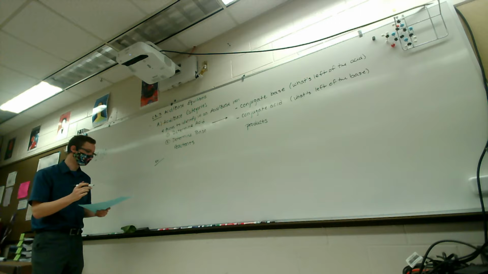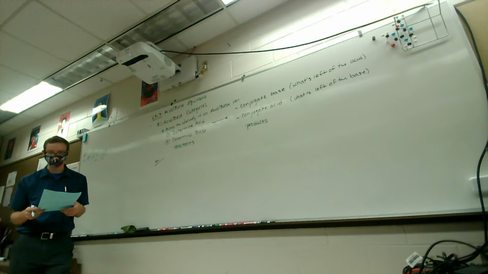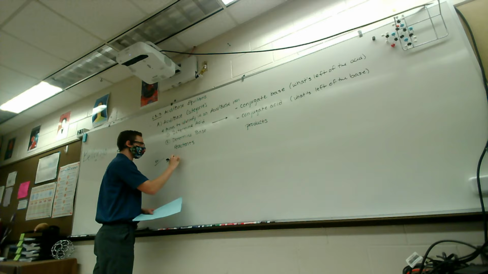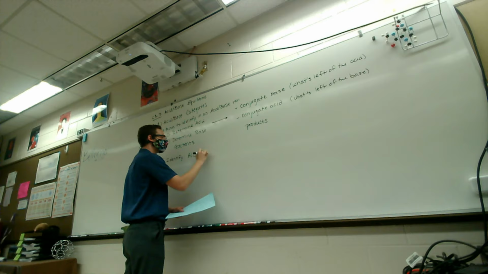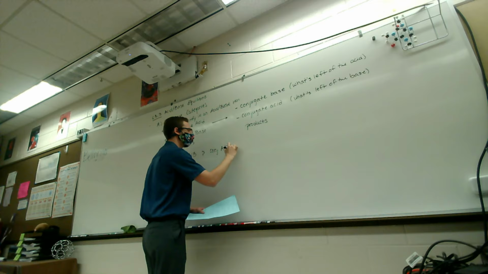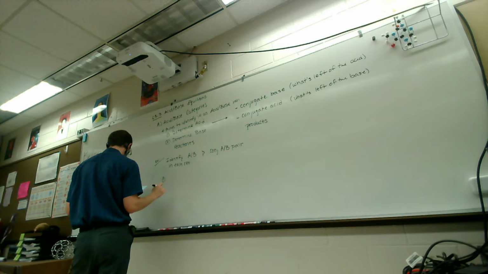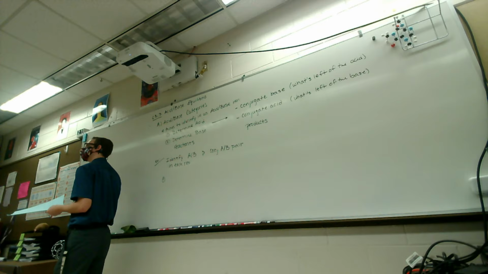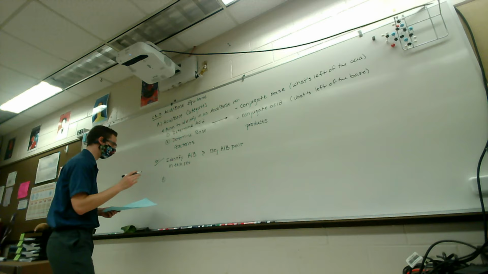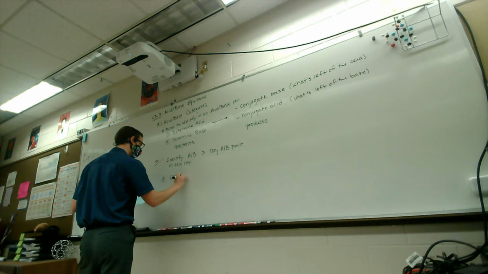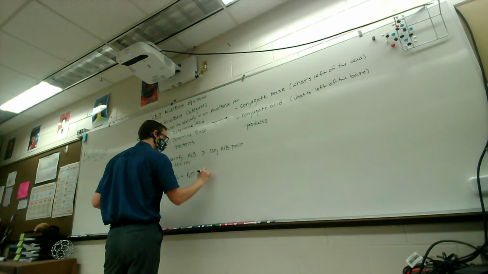So I want you to identify the acid and base, A/B, and the conjugate acid-base pair in each of these reactions. Okay, so the first one is going to be a reaction between nitrite, I actually don't know what that is called. Oh, that's not good. HNO2 plus H2O yields NO2 minus plus H3O plus.